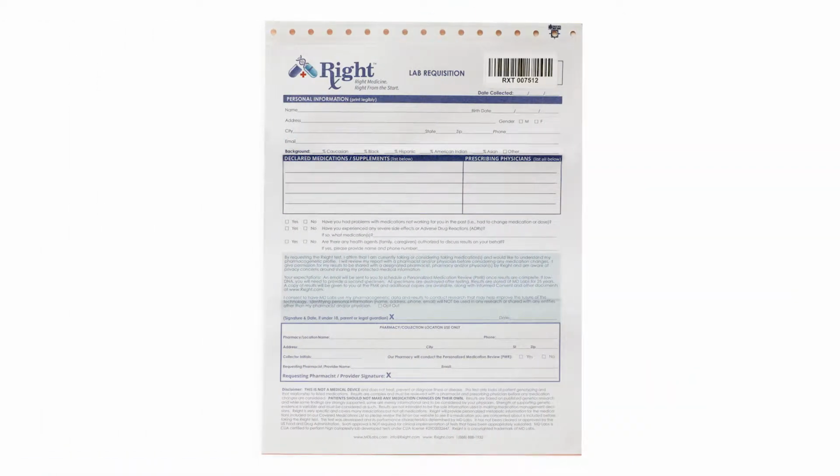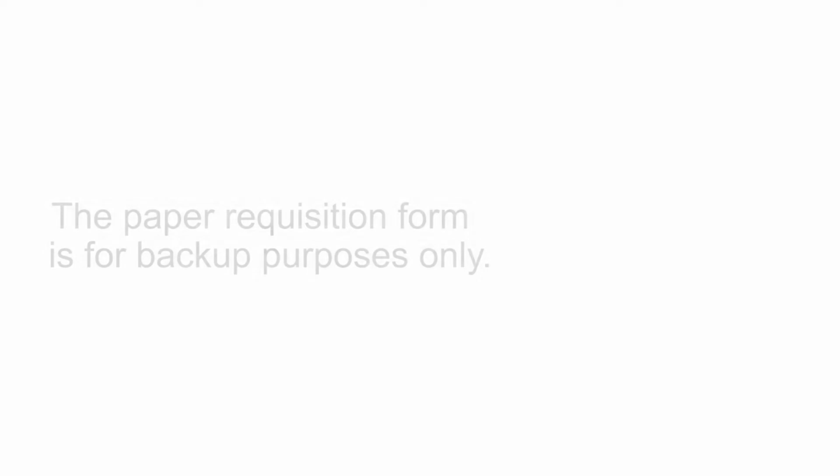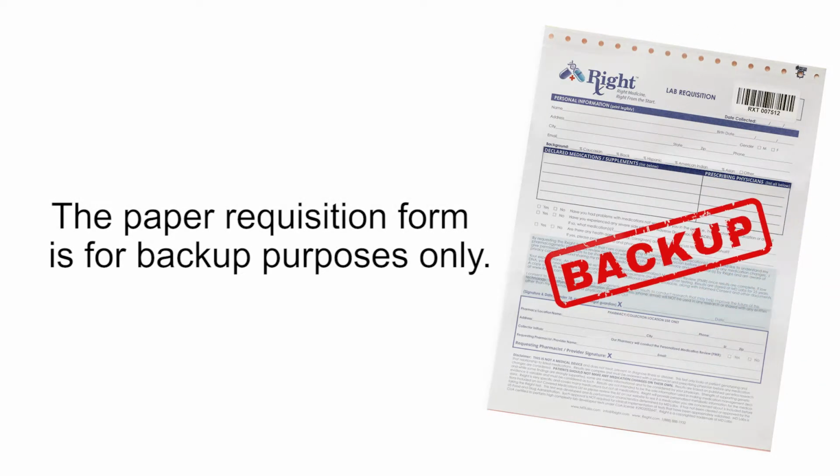The box also contains a 2-part lab requisition form, which can be used if you do not have access to the online requisition form through your provider portal at www.rxight.com. It is preferred that you utilize the online requisition form to submit the information to MD Labs, as this will improve the accuracy and speed of processing the requisition. The 2-part paper form is only for backup purposes.